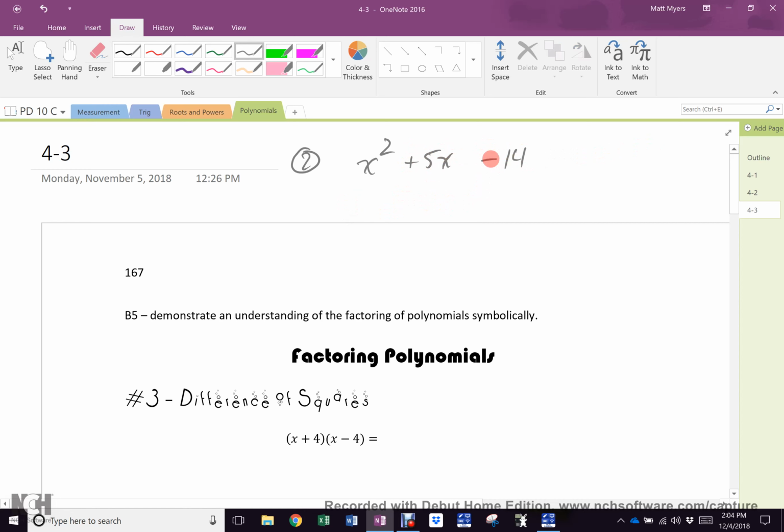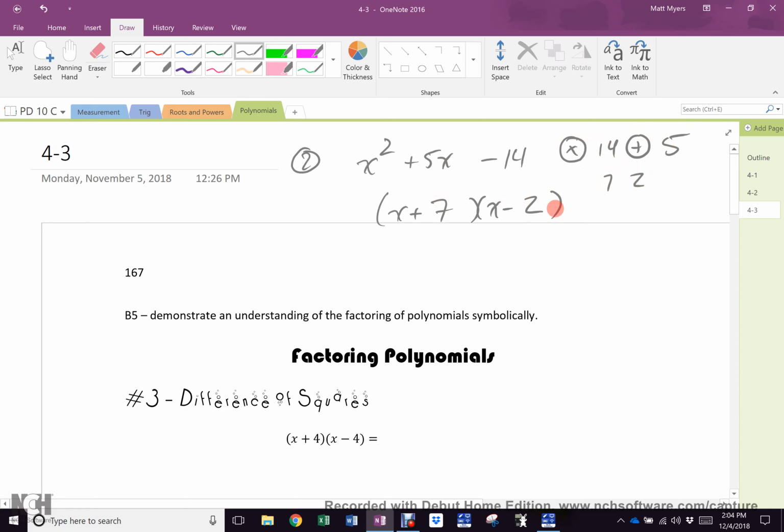What if that one's negative? Then what do you know? Then it's plus or minus. X plus, x minus, and you have to multiply to what? 14. Add to what? 5. What is it? 7 and 2. How do 7 and 2 get me to 5? It's got to be plus 7 minus 2.